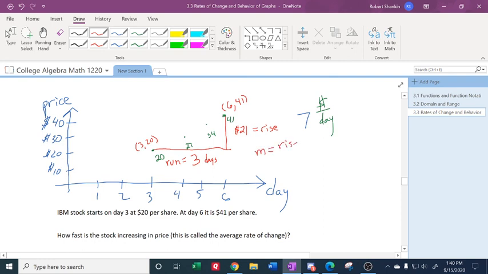If you did the slope, which is rise over run, or y2 minus y1 over x2 minus x1. And this is the same problem that we did in the practice quiz too. 41 minus 20 over 6 minus 3, 21 over 3, which is 7. And these were dollar amounts, the y's were dollars. And these were days, and so the units is dollars per day again.